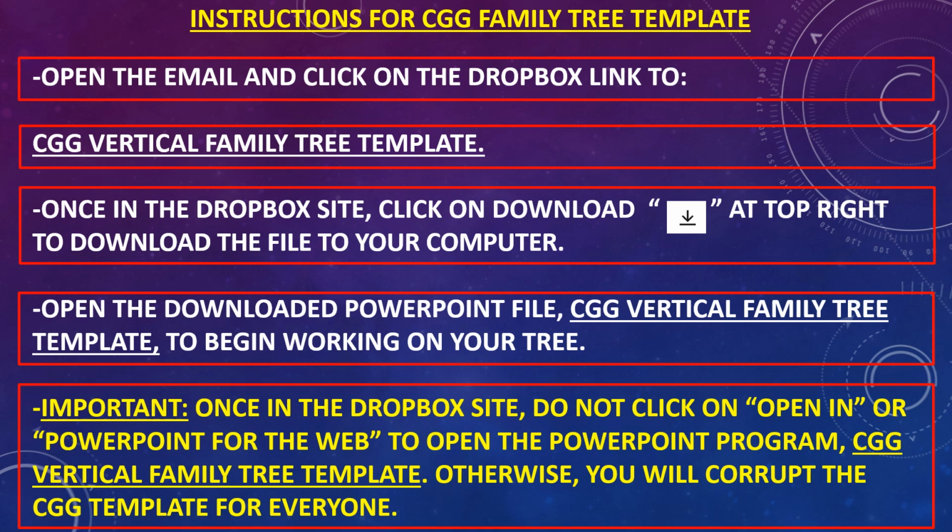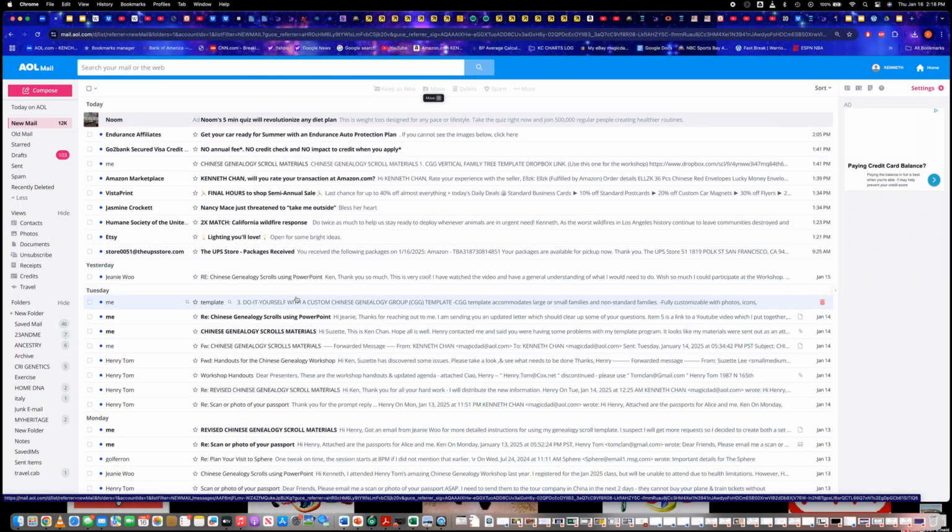Important: once in the Dropbox site, do not click on Open in, or PowerPoint for the web, to open the PowerPoint program, CGG Vertical Family Tree Template. Otherwise, you will corrupt the CGG template for everyone. Opening email, and Dropbox PowerPoint template link.